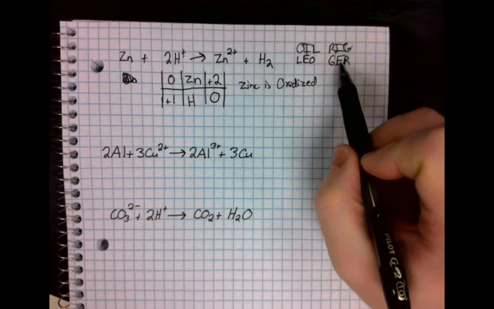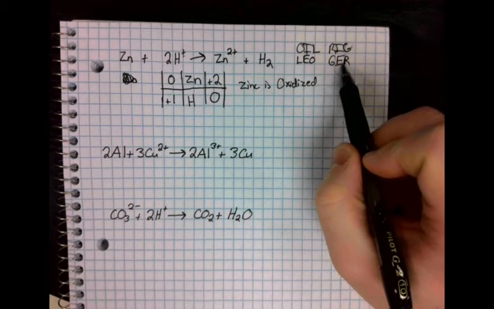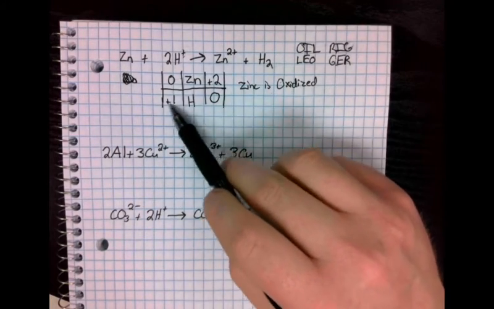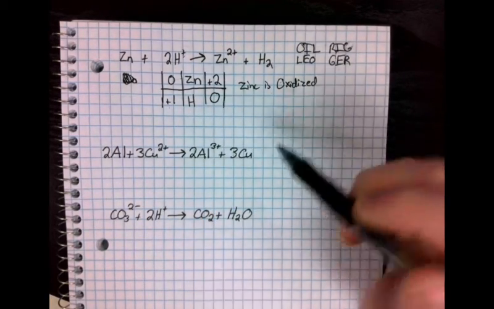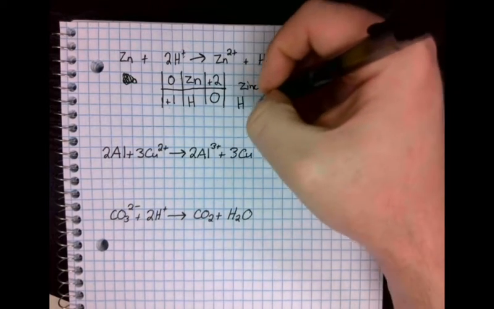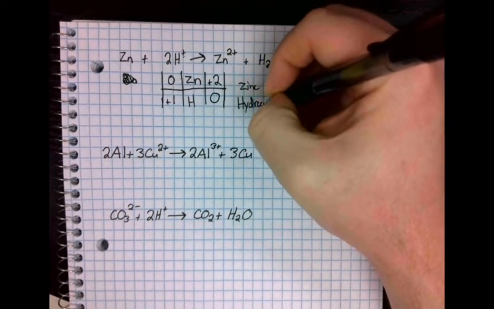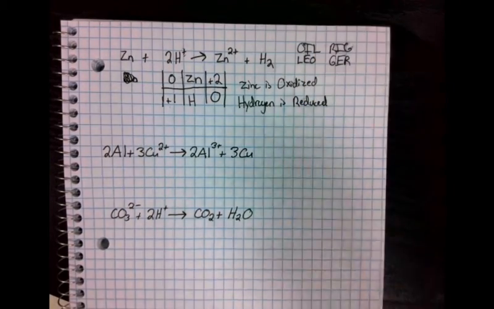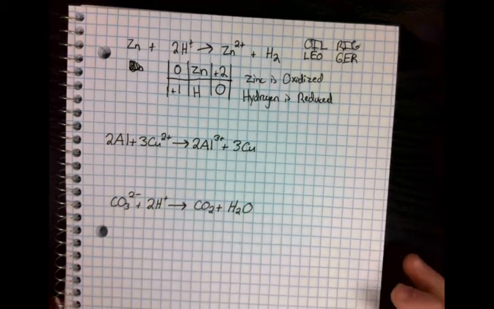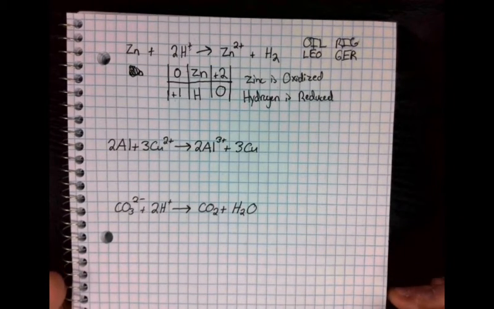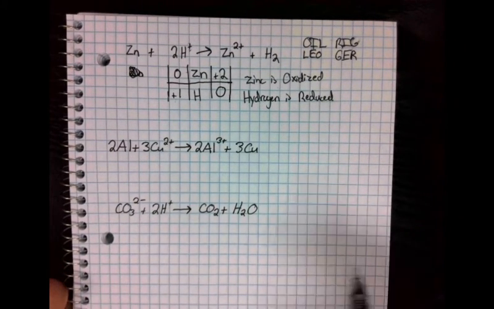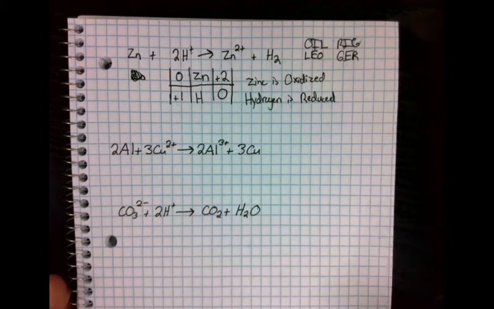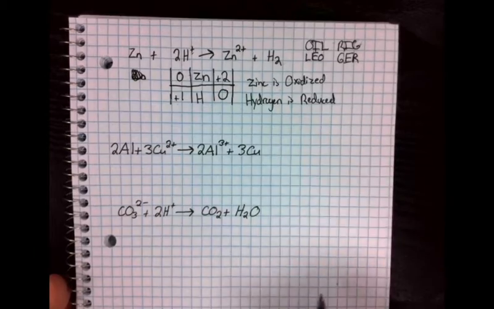Reduction is gain in electrons. Gaining electrons is reduction. So this has gained an electron because gaining something with a negative charge would have reduced it to 0, which means hydrogen is reduced. So the first two we're going to do are pretty straightforward, but this is the approach that you're going to take. You're going to figure out what the oxidation number is on each side, and then you're going to use that to tell which one was oxidized, which one was reduced.